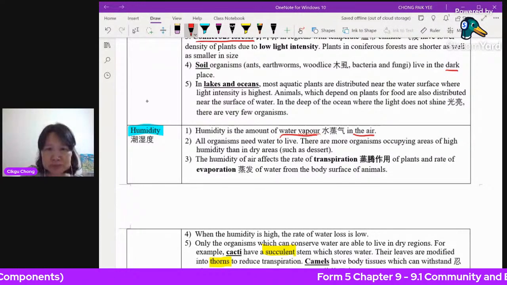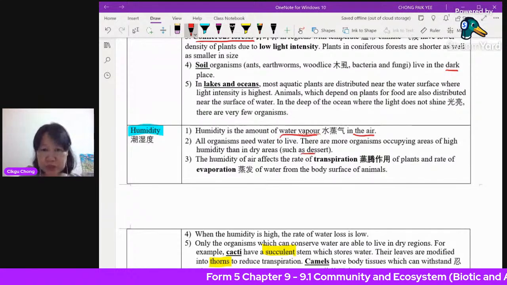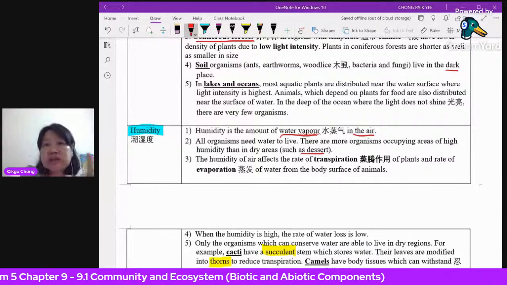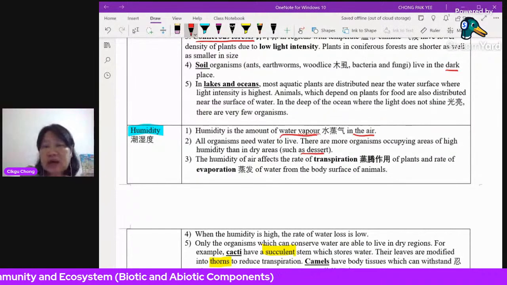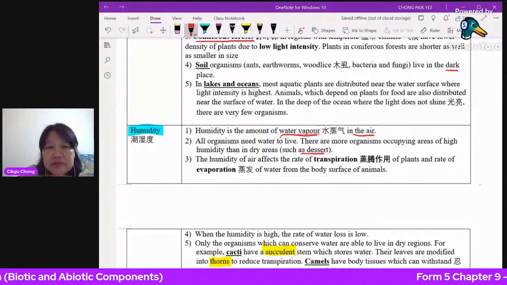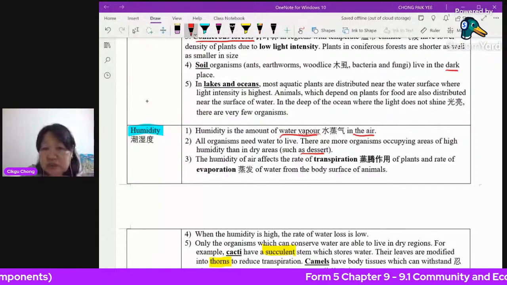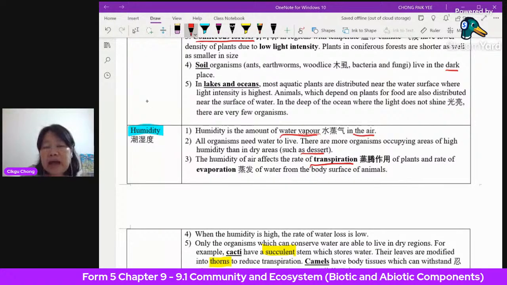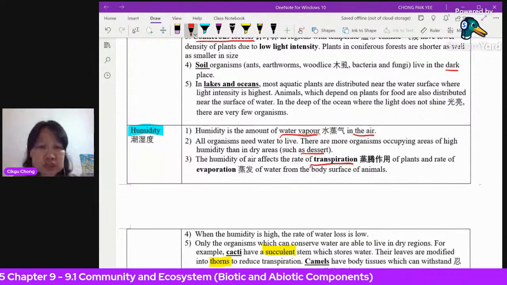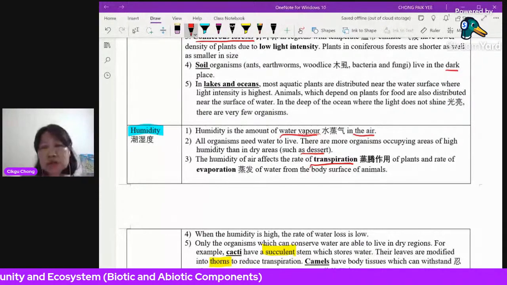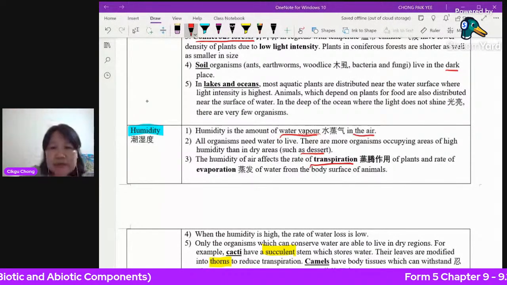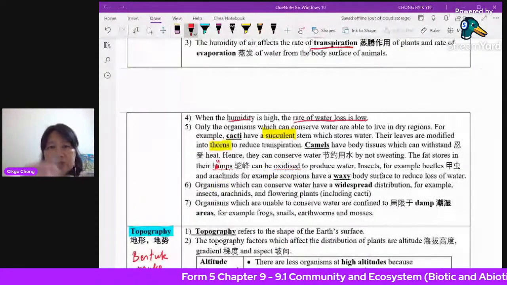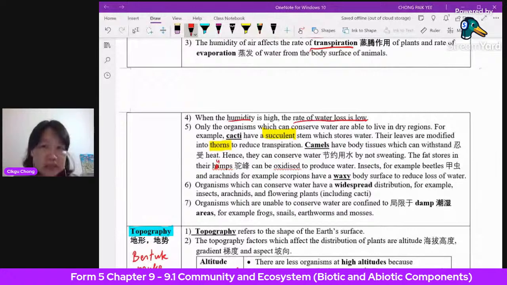So in deserts, you have very low humidity, okay, because the light intensity is high and it's very warm, so the water gets evaporated, right, and it goes up into the upper layers of the atmosphere. So humidity of air affects the rate of transpiration. Yes, okay, that one you learned earlier. The higher the humidity, the lower the rate of transpiration, because it's not easy for the water to evaporate out from the stomata. Okay, if humidity is high, then the rate of water loss is low. When the humidity is high, then the water will stay much more in the plant.